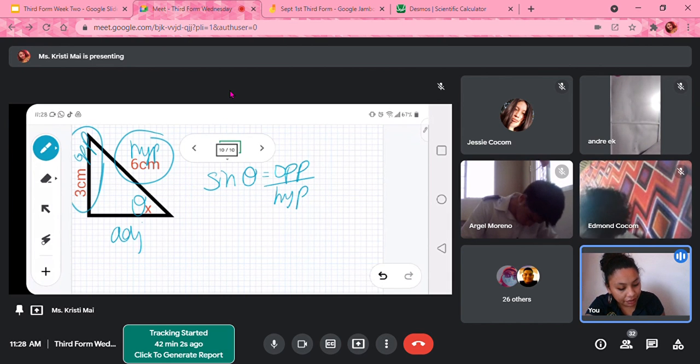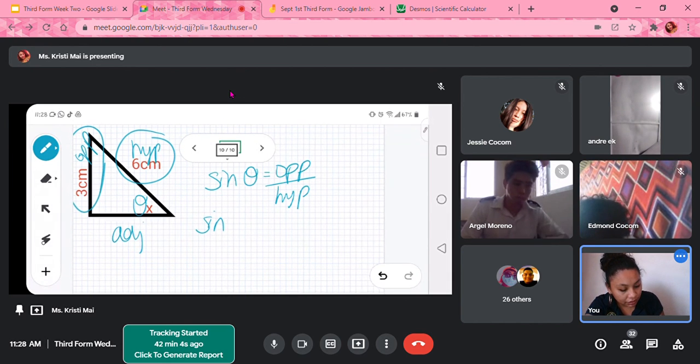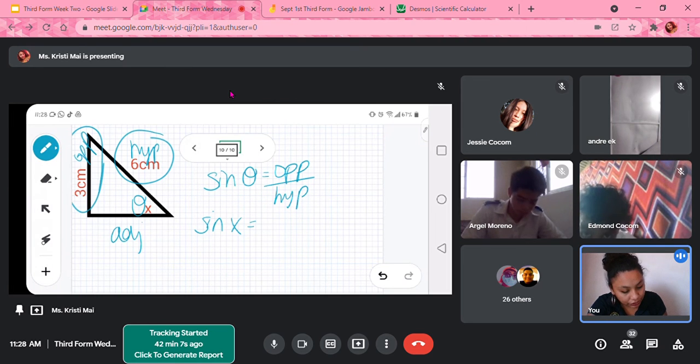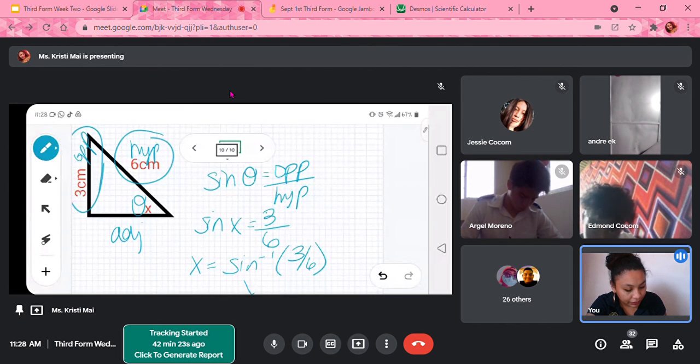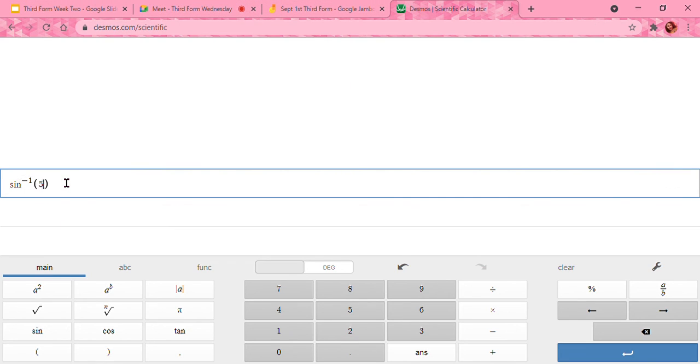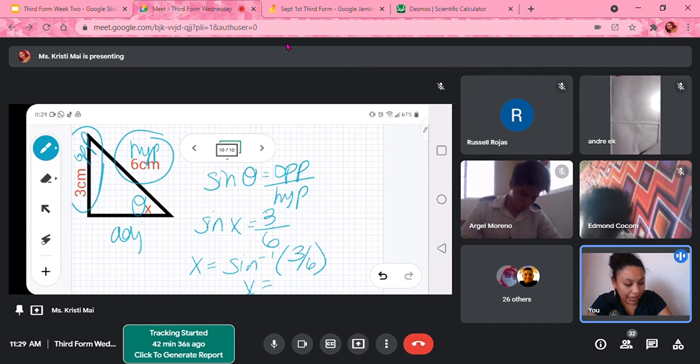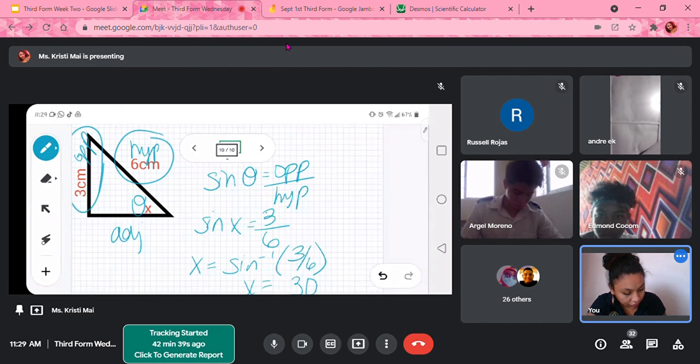So I'm going to have sine of x is equal to opposite, which is 3, over hypotenuse, which is 6. I'm going to remove the sine, so that becomes the inverse, and I have 3 over 6. So what is the value of x in this case? 30, exact. Very good. 30 degrees.